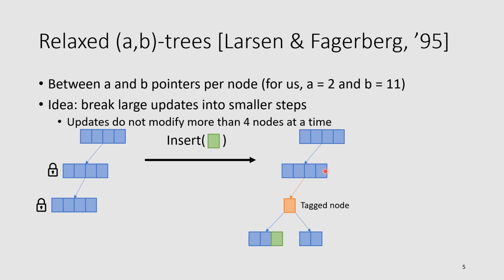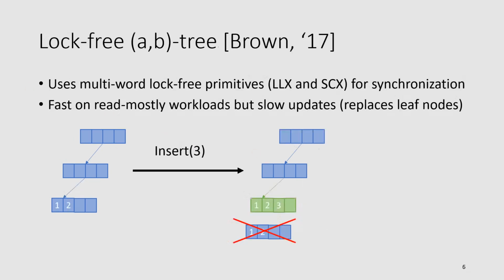If this is hard to follow, there's an example a bit later. In previous work, my co-author Trevor Brown created a lock-free implementation of the relaxed A-B tree. That implementation uses the multi-word lock-free primitives LLX and SCX, which are multi-word generalizations of the load-linked and store-conditional instructions. The lock-free A-B tree performs well on read-mostly workloads, but it has slow updates because it replaces the entire leaf node on an update.